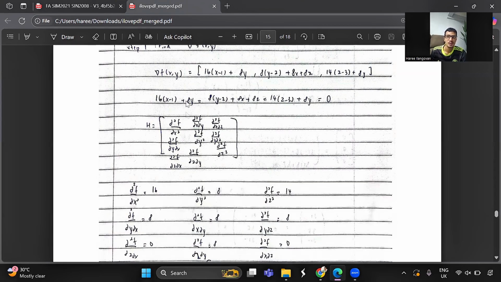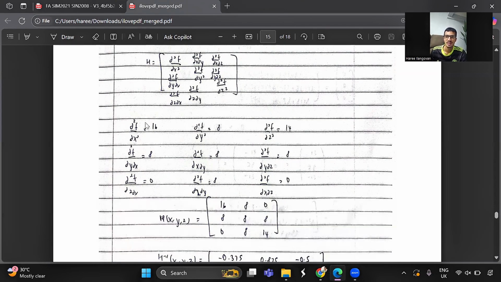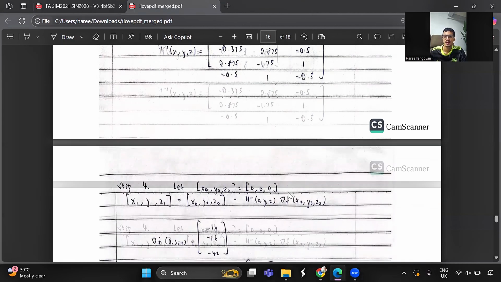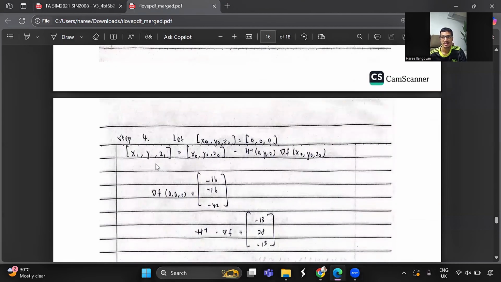So since this is a 3-dimensional equation, the Hessian matrix is 3 by 3. So I have to calculate the second order derivatives for x, y, and also z. So here are all of the entries that I calculated. And upon substituting into the 3-dimensional Hessian matrix, I got this Hessian matrix. And for the inverse Hessian matrix, I got this over here. And after that, I calculated the iteration number 1 for x1, y1, and z1.